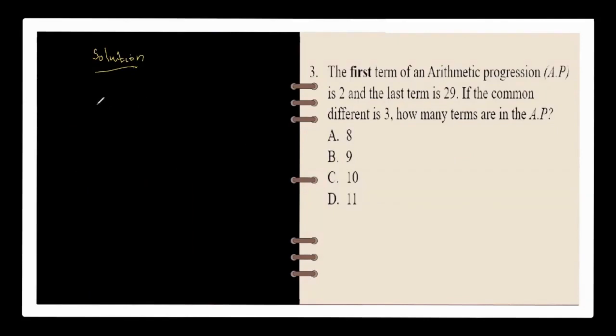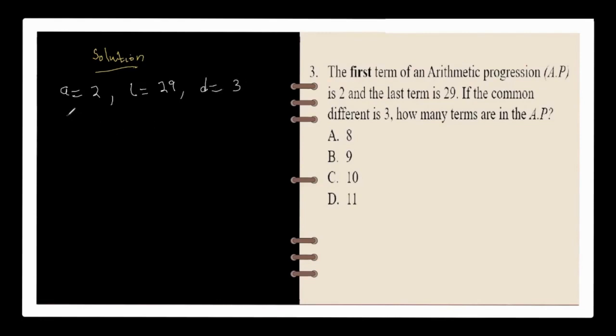Question number 3. The first term of an arithmetic progression (AP) is 2 and the last term is 29. If the common difference is 3, how many terms are in the AP? So here let's pick up what we are given. We are told that the first term of an AP is A, and A is 2. The last term, let's call it L, and that's 29. The common difference D is given as 3.